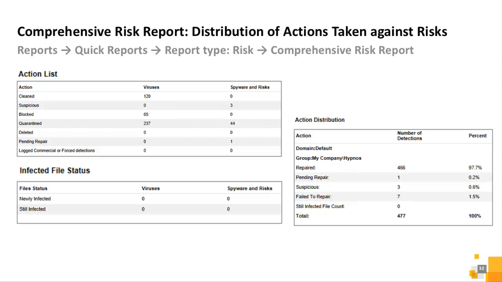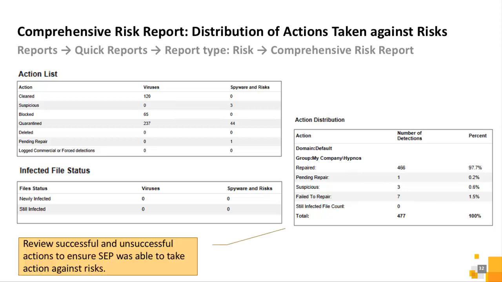Distribution of actions taken against risks allows you to review successful and unsuccessful actions. If there are files that are still infected, the endpoints may need further remediation.